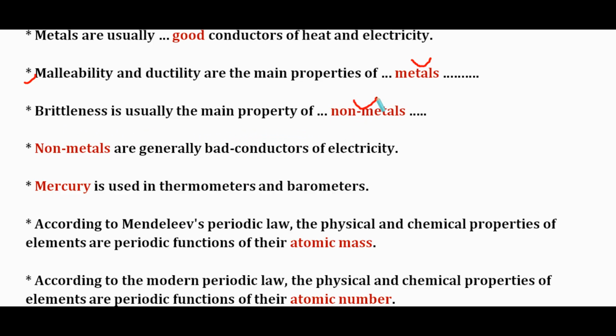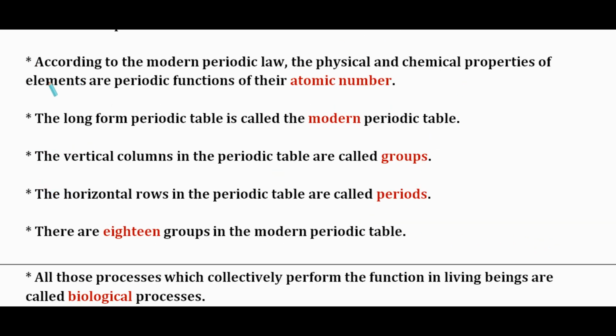Brittleness is usually the main property of non-metals. Non-metals are generally bad conductors of electricity. Mercury is used in thermometers and barometers. According to Mendeleev's periodic law, the physical and chemical properties of elements are functions of their atomic mass. Next question is: according to the modern periodic law, the physical and chemical properties of elements are periodic functions of their atomic number. The long form periodic table is called the modern periodic table.